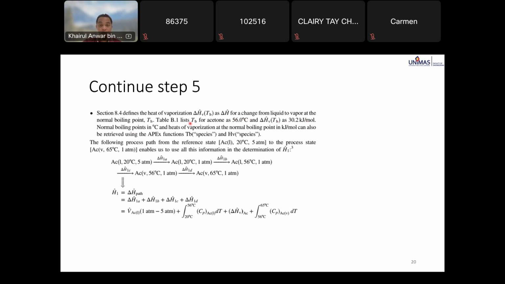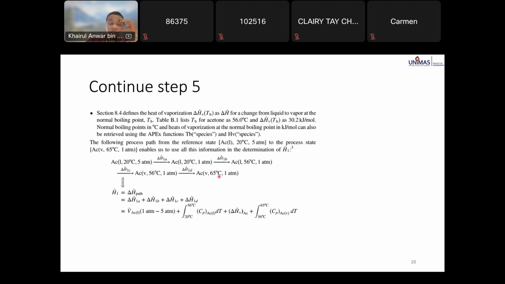TB for acetone, then delta H B, heat of vaporization at boiling point, is 30.2. Normal boiling point in C and heat of vaporization at the normal boiling point is in kilojoule per mole. Okay, no need, you can refer to table B1. So this is the process path from the reference state acetone liquid 20 degree C 5 atm to acetone vapor 65 degree C 1 atm.